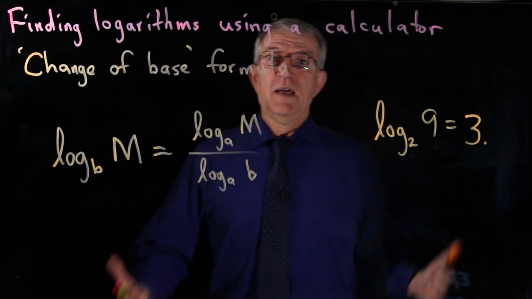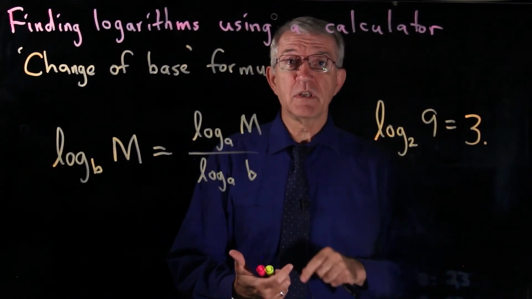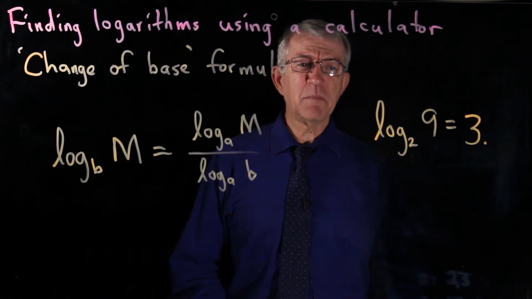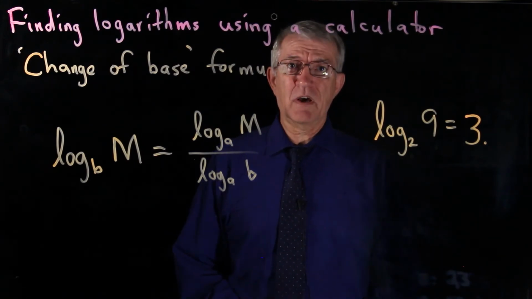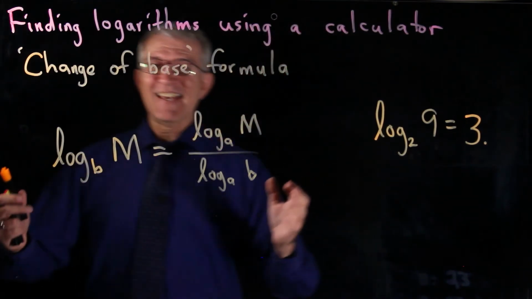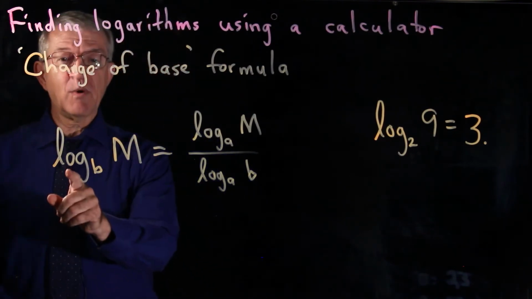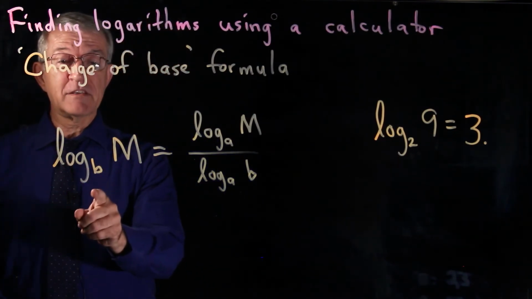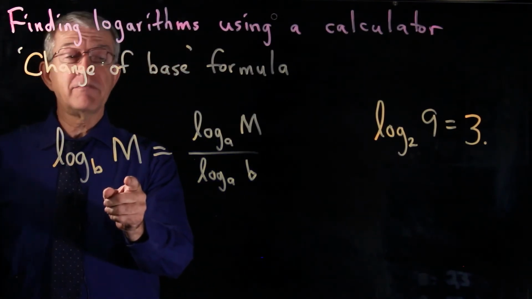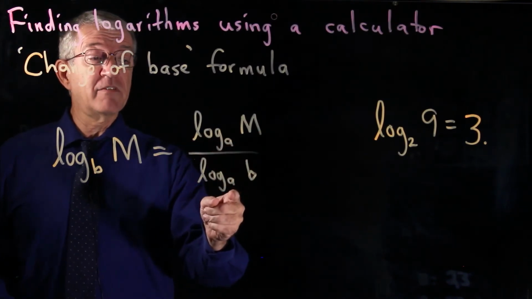So now I would like to grab my calculator and enter the 9 and then push the log 2 button. And the only problem is my calculator doesn't have a log 2 button. So what am I going to do? Math has a solution. So over here is the change of base formula. And what it says is that the log base b of some positive value m equals the log base a of m over the log base a of b.